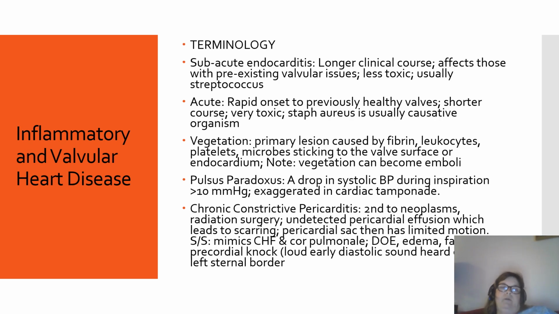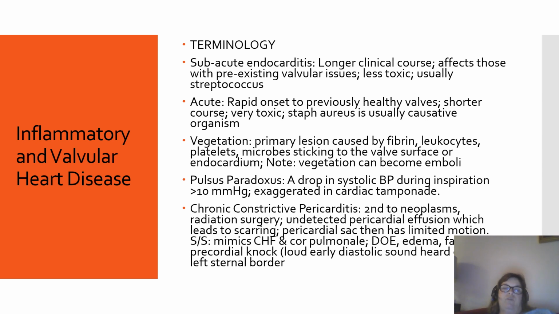When we're talking about inflammatory and valvular diseases, there's some terminology we need to talk about. Subacute endocarditis is a longer clinical course, affects those with pre-existing valvular issues. Less toxic, and it's usually caused by streptococcus. Acute endocarditis is a rapid onset to previously healthy valves. Shorter course of treatment, very toxic. Staph aureus is the usual causative organism.